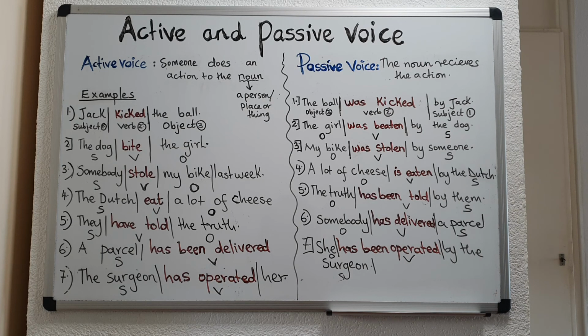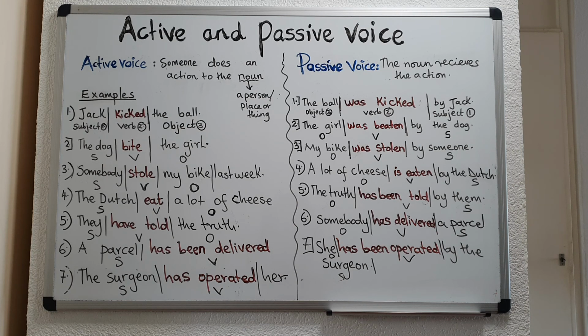Number 7, the surgeon has operated her. Okay, it becomes she. So her becomes she. She has been operated by the surgeon. You begin with the object, followed by the verb, the correct form of the verb, and you end with surgeon, but you put by.